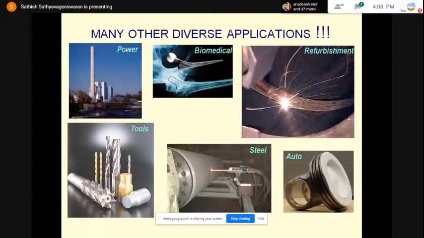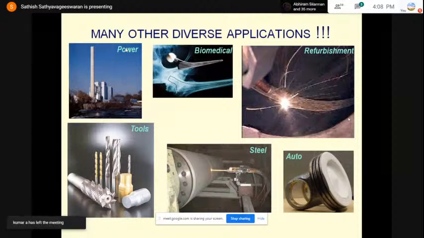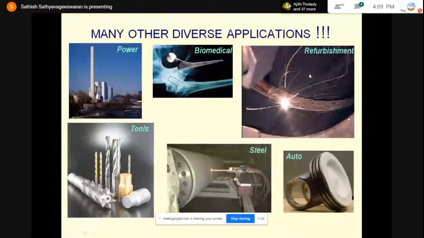Another thing is, if you are implanting any material inside a human body, the material tends to react with the body fluid, and thereby it will lead to corrosion. So there you have to go for some sort of corrosion resistant coating as well. Apart from that, you can also do some coatings on certain regions which involve wear. You can see here this laser hardening is being performed over the worn surface, and we call that refurbishment.